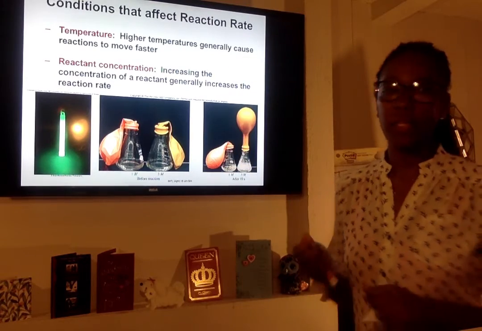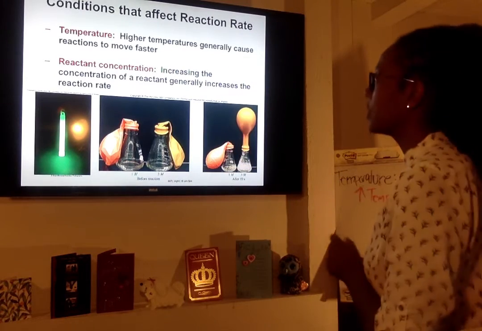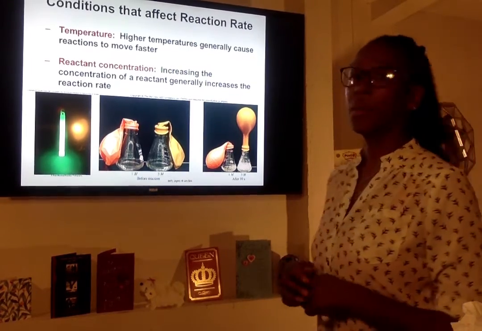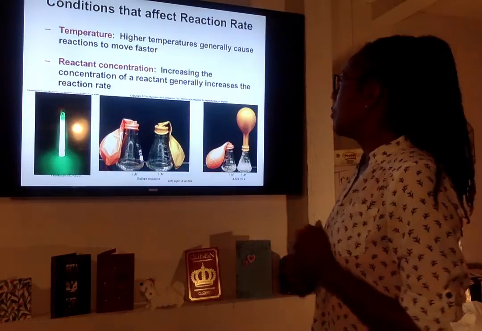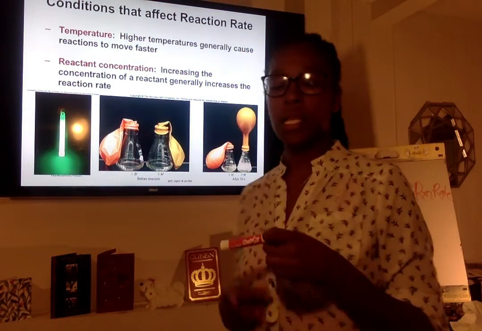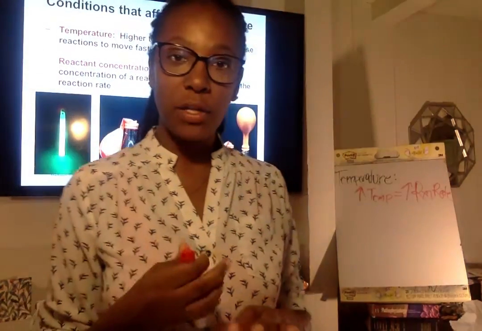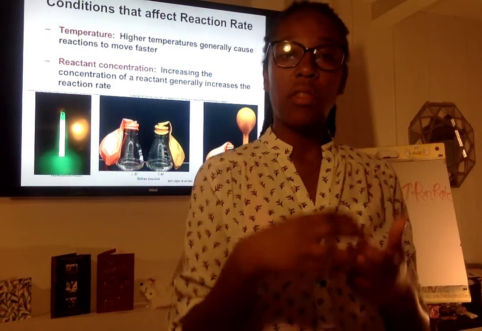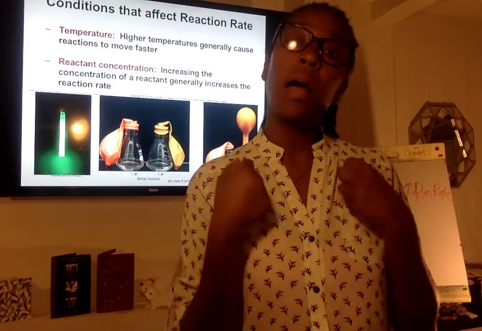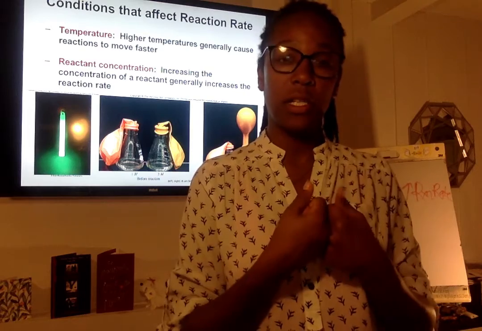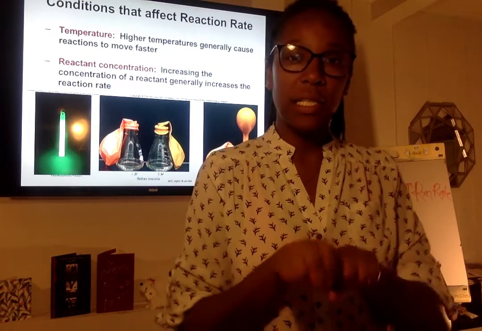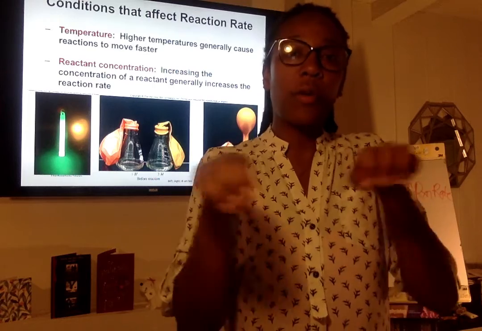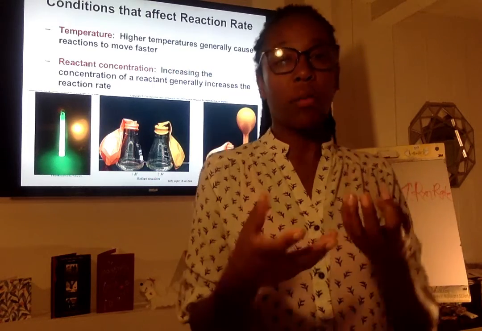So now let's look at the reactant concentration. If you're increasing the concentration of a reactant, generally that's going to increase the rate of the reaction, right? If you're increasing the concentration, then the likelihood of them combining and creating a reaction from those reactants is going to be higher, right? So if you have more, then you're going to basically have a higher possibility.